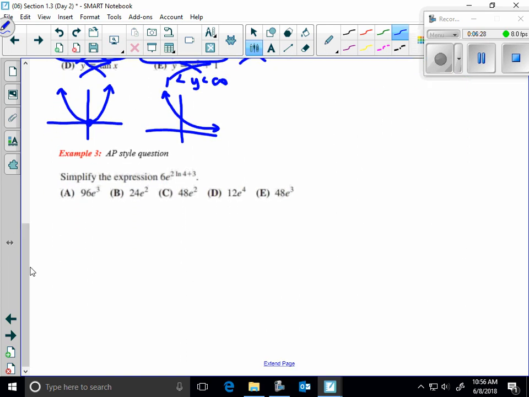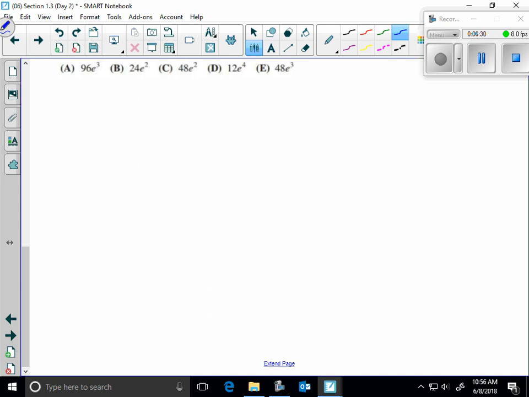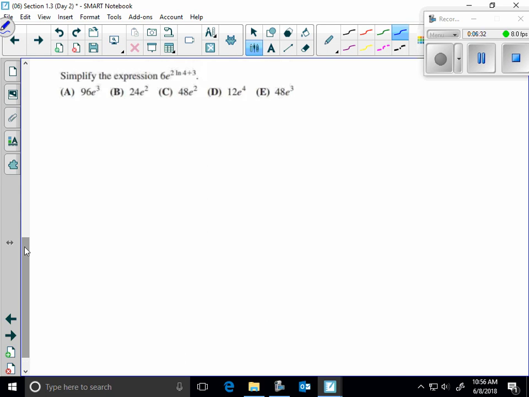Okay, last question of the notes. If you want to, you can pause the video right now. Otherwise, I'm going to roll right through it. Let's go purple. Okay, so 6e to the 2 ln of 4, plus 3. We got some properties going on here. It's a little ambiguous. You're not quite sure: should I put parentheses around the 4 plus 3 or just the 4? If there's no parentheses, assume that the 4 is the argument.